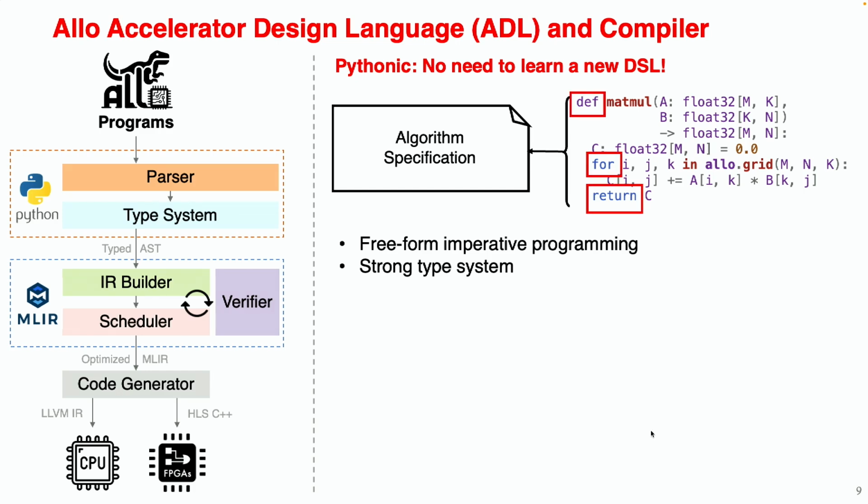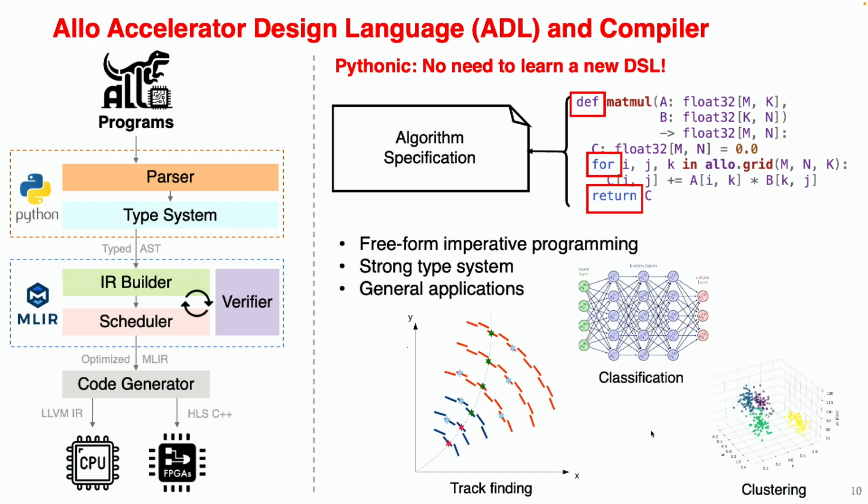We support freeform imperative programming and Python native keywords, so users do not need to learn a new DSL, but can easily write a Python program as usual. The only requirement is that we need to explicitly annotate the types, which Allo uses to infer the bit width of the resulting hardware modules. Due to this flexibility, Allo can easily express different applications, including algorithms widely used in CERN, like track finding, classification, and clustering.